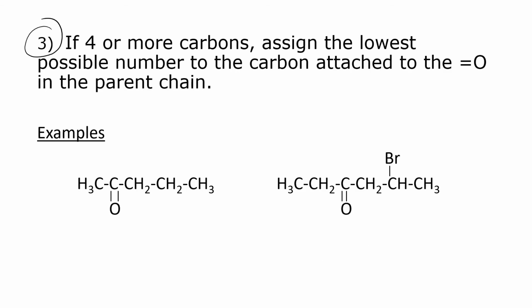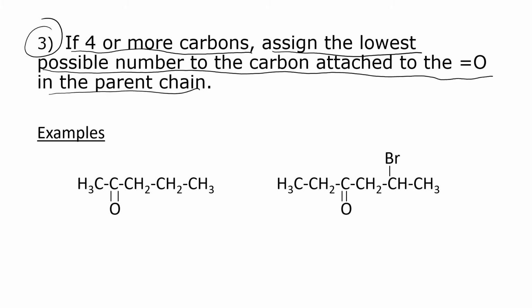Rule number 3 says if 4 or more carbons are present, assign the lowest possible number to the carbon attached to the double bond oxygen in the parent chain. So in our first example, we have a total of 5 carbons. So 5 would be pentanone because we have that ketone functional group. And then we want to show, when we have 4 or more carbons in your parent, the location of where the double bond to the oxygen is.